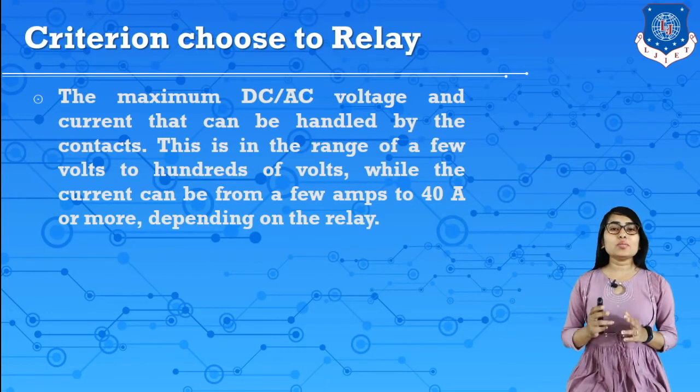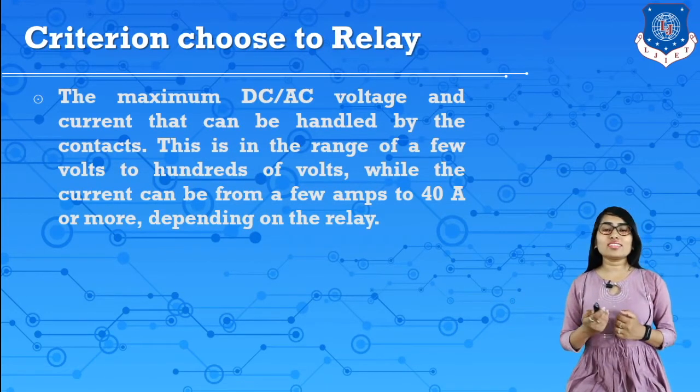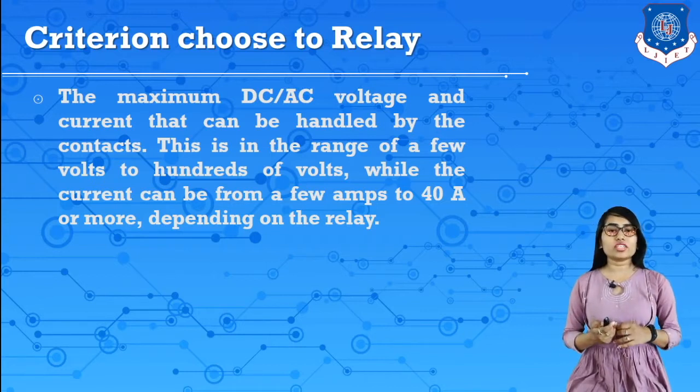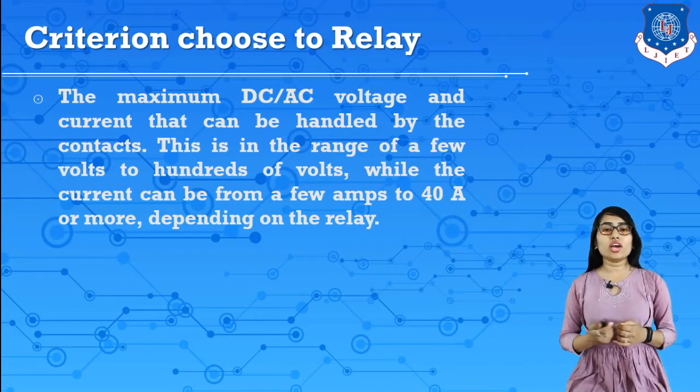The maximum DC or AC voltage and the current that can be handled by the contact is also one of the necessary factors. This is in the range of a few volts to 100 volts, while the current can be from a few amperes to 40 amperes or more depending on the relay.